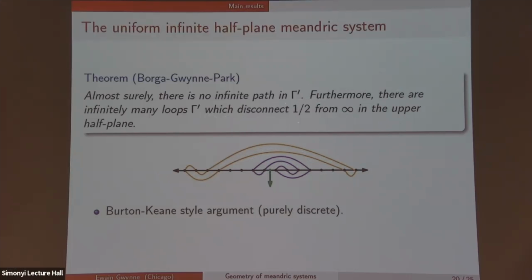And this proof does not use any continuum theory. It's by means of a purely discrete Burton-Keane style argument, where we show that there's not enough places for infinite paths to go.